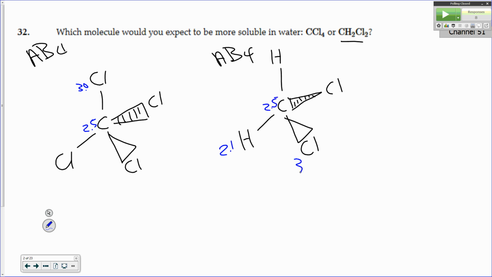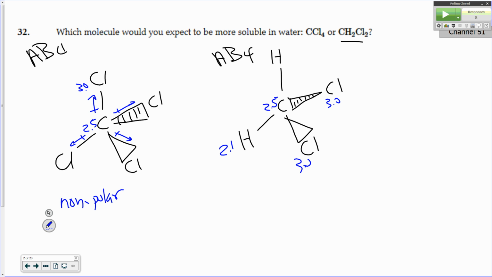So what happens with the one on the left: there is a pull that goes from the carbon out towards the chlorines, but because it's a symmetric molecule, those all cancel each other out. So the result is this is a nonpolar molecule. And nonpolar means it's not going to be very soluble in water.